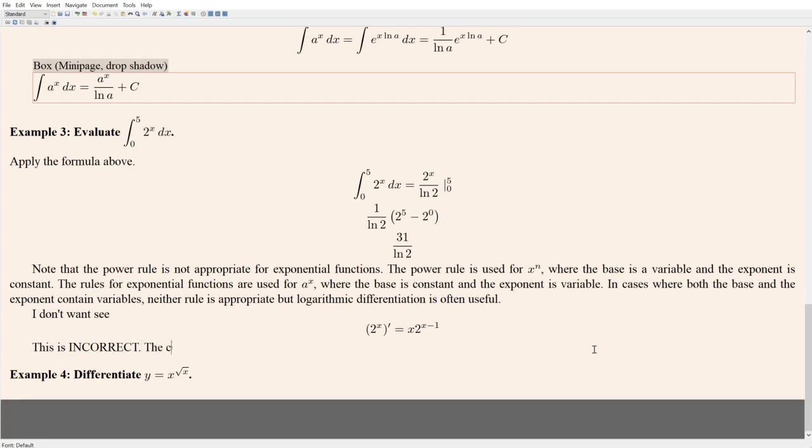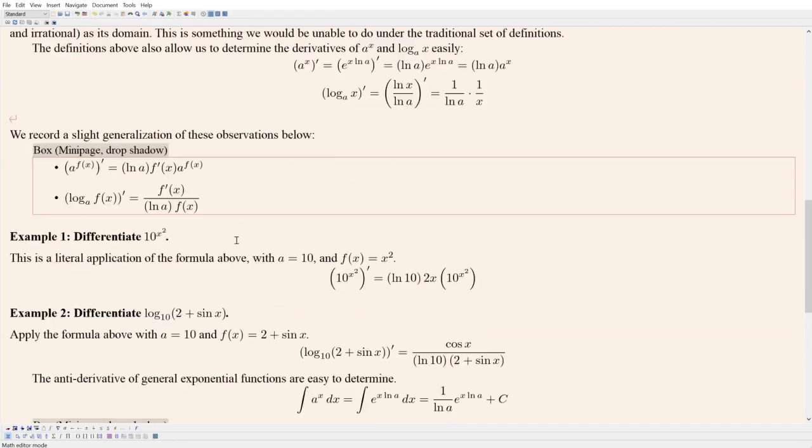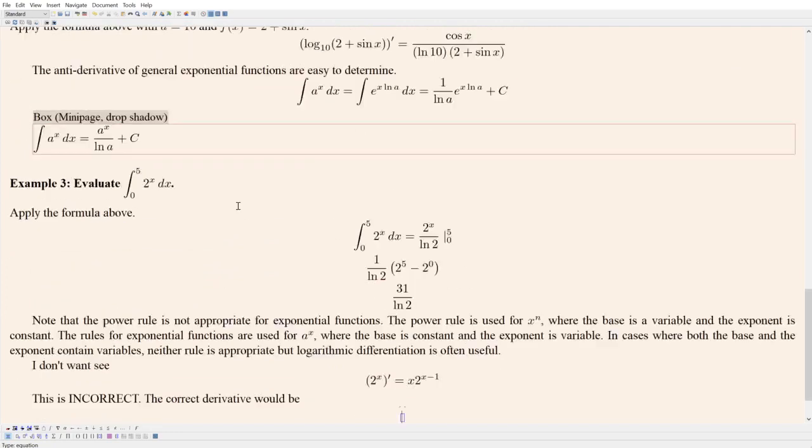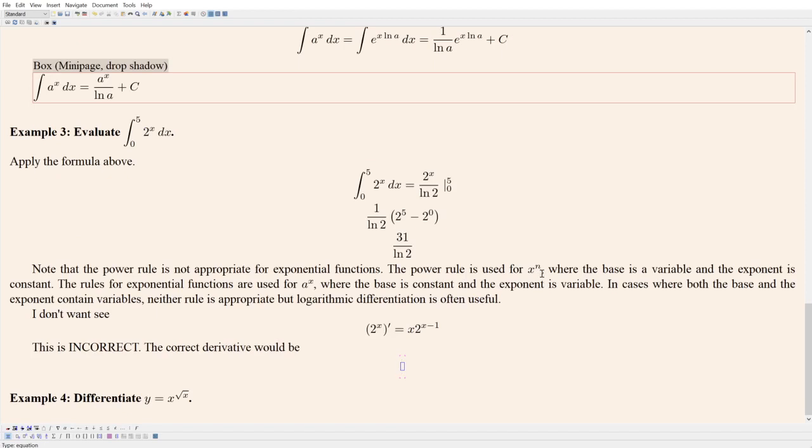So the correct derivative would be, well, what's the rule? It's just log a times the derivative of whatever was on top times the thing. So it's log 2 times the derivative of x, which is 1, times 2 to the x.